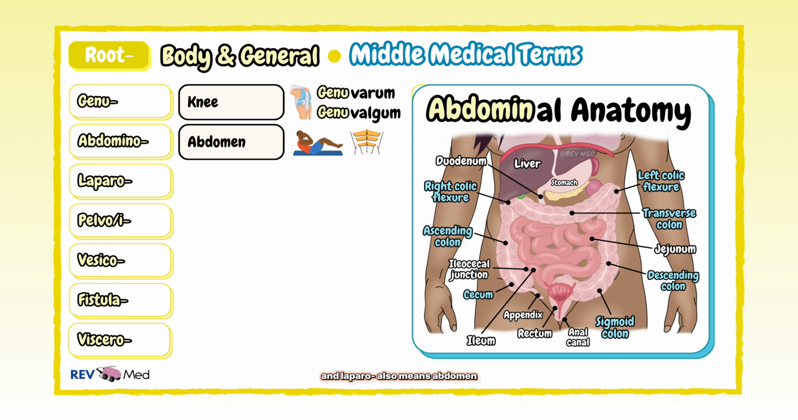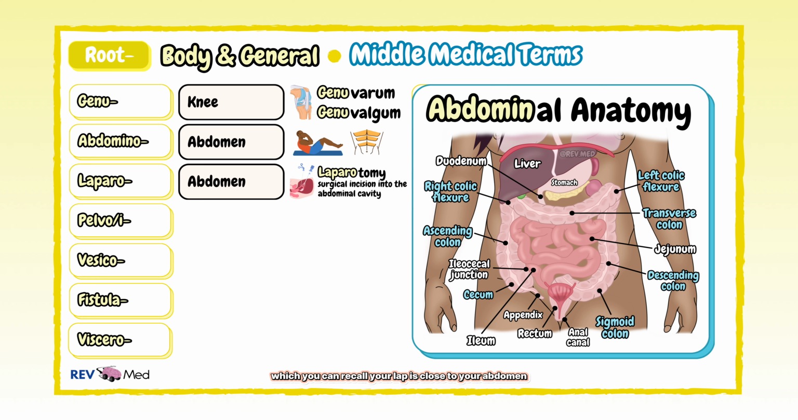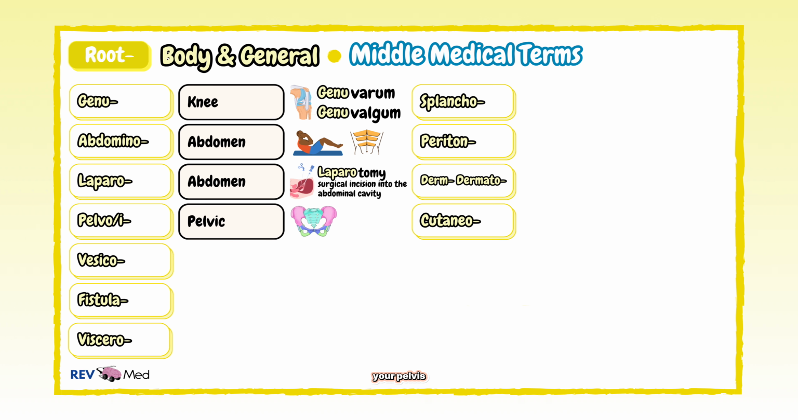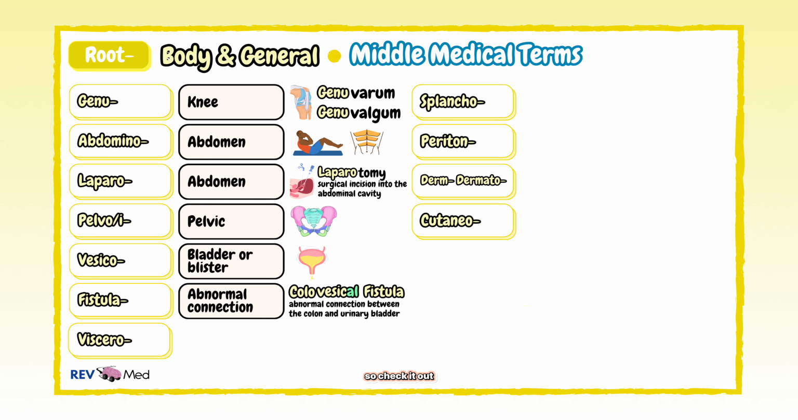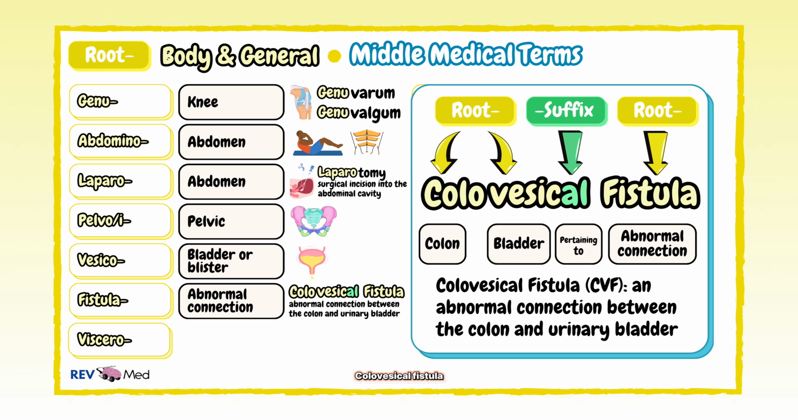And lapar also means abdomen, which you can recall your lap is close to your abdomen. We also have the surgical incision of laparotomy, which is when the surgeon is going into the abdominal cavity. Pelvo is your pelvic, your pelvis, and vesico is the bladder or blister. And fistula is an abnormal connection, so check it out, colovesical fistula. Here's so many root words, colo for colon, vesico for bladder, and fistula meaning an abnormal connection between the colon and the bladder.